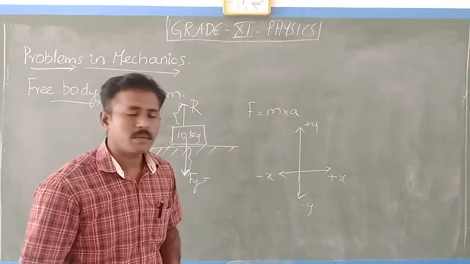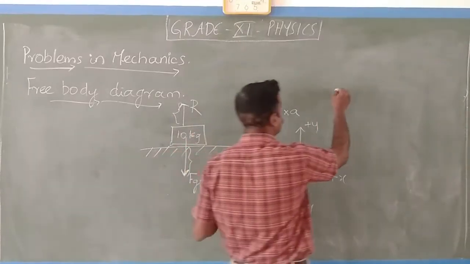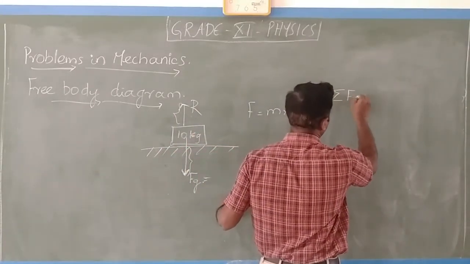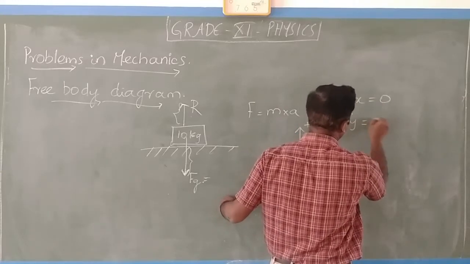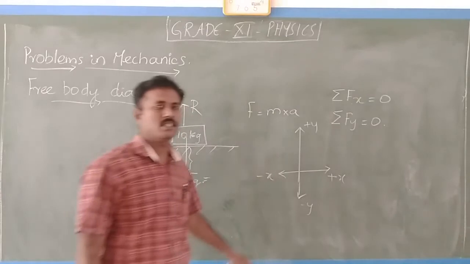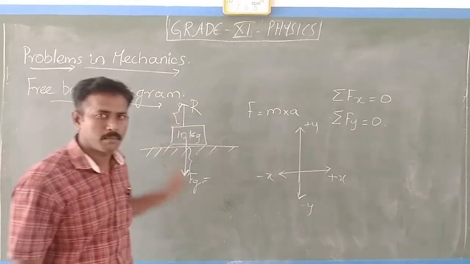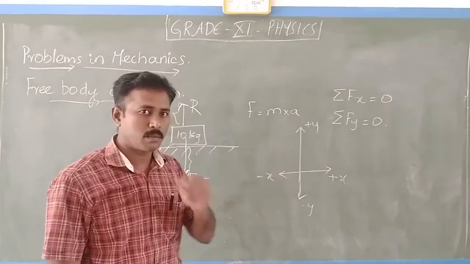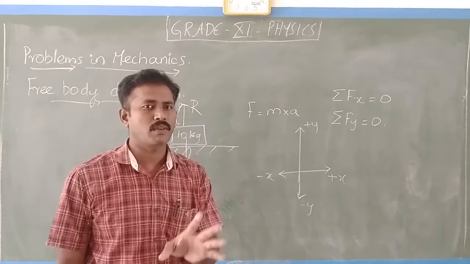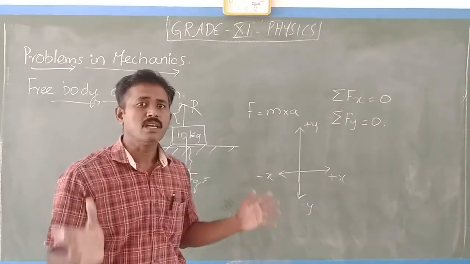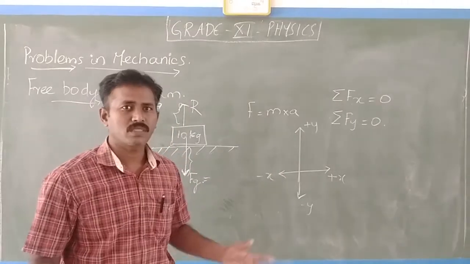Then the logic behind this is that the sum of the horizontal components and the sum of the vertical components of the forces is 0. When you take a system, an object or a body, you will be having only the gravitational force. If you have a system of objects, then what are the forces?